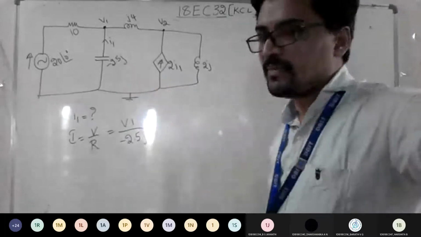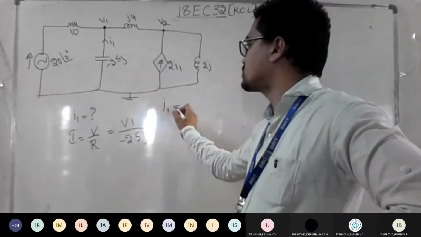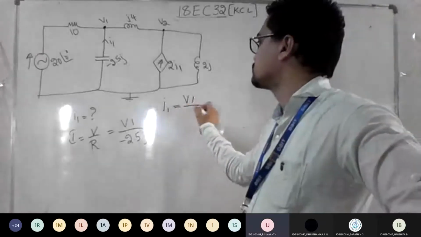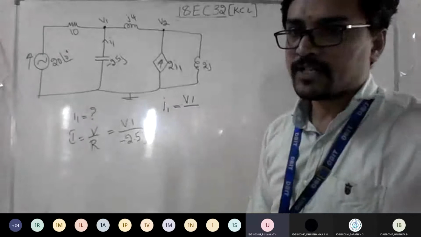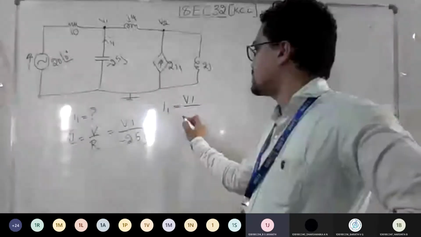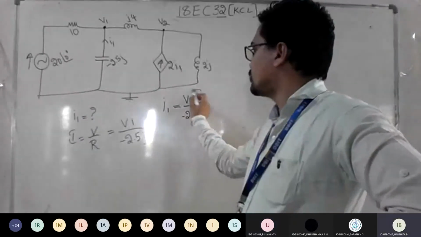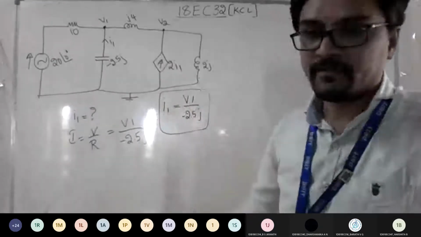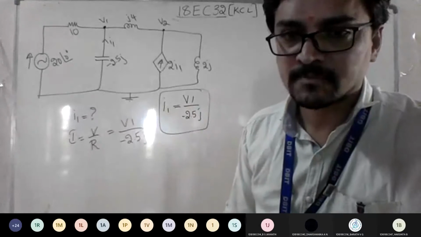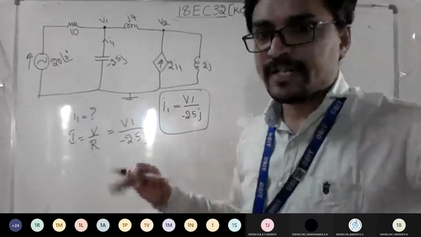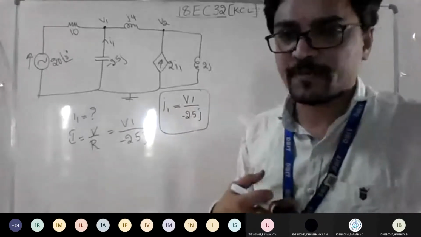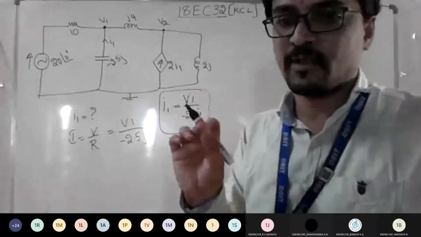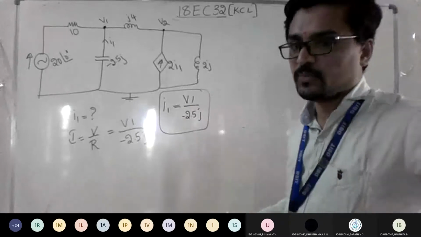So what can be written for I1? In general, V by R. What is V? V1. What is R? Minus 2.5j. So I1 equals V1 divided by minus 2.5j, and you need to substitute this value whenever you find the term I1. If you get a negative answer, it means the assumed direction should be changed; the answer itself doesn't change, you just get a negative sign if it is in the opposite direction. So stick to the procedure.